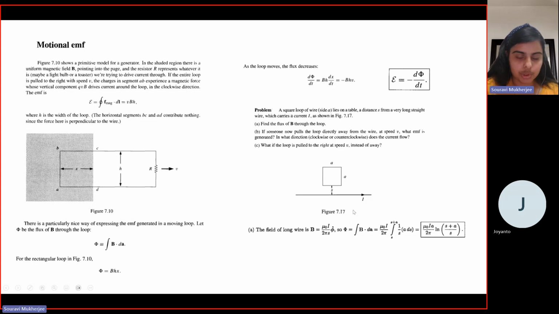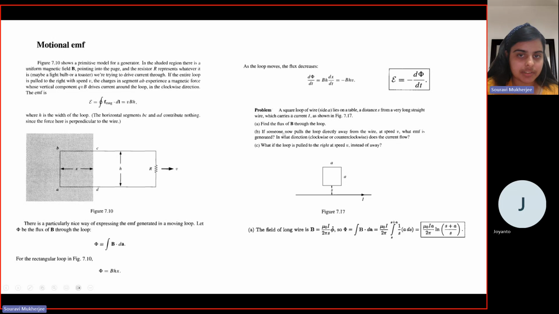Okay. So basically what we are trying to do is, the field for a long wire is known to us, μ0 I by 2π s. Now we need to find flux. So we need to find the surface integral of B dot dA. And there we do an integration from S to S plus A, where the small area element is taken as A times ds. So you take small elements here and then you do an integration. This gives you the net flux that is linked through the loop.